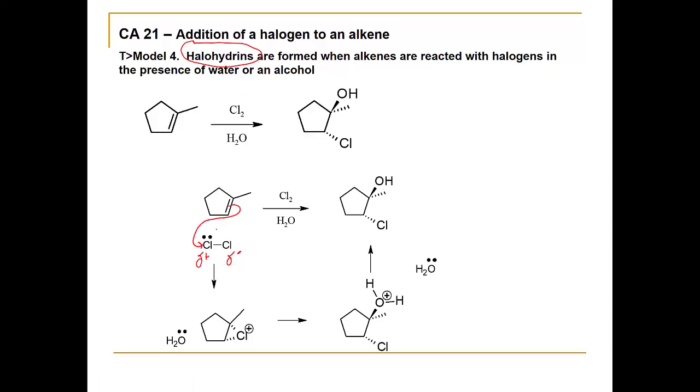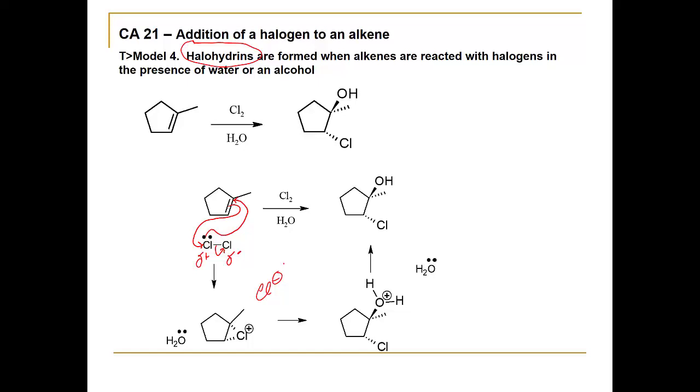Now we're going to have the attack of the pi bond at this more delta positive chlorine, and then we'll have the back attack, the lone pair of electrons, and then the breaking of the chlorine-chlorine bond. So as a result, once again, we have the chloronium ion. And I will emphasize that we do indeed have this chloride ion in solution. Now the thing is, it's either going to be water or the chloride that attacks.